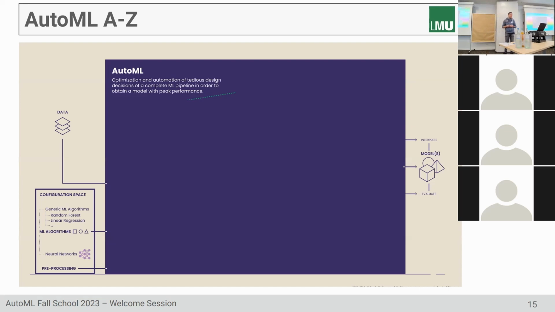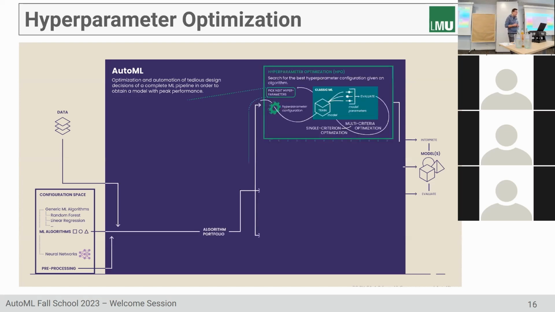And here we have different subproblems involved. The first one is hyperparameter optimization. Hyperparameter optimization has been done already for quite some time, where we basically just have a fixed machine learning algorithm. We get a data set, we are interested in a specific loss function, and then we try to optimize the hyperparameter values in a way that the performance measure is optimized for that data set.